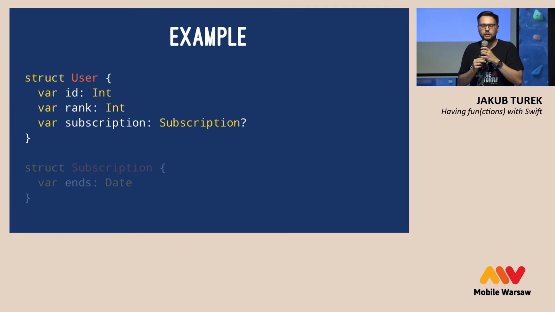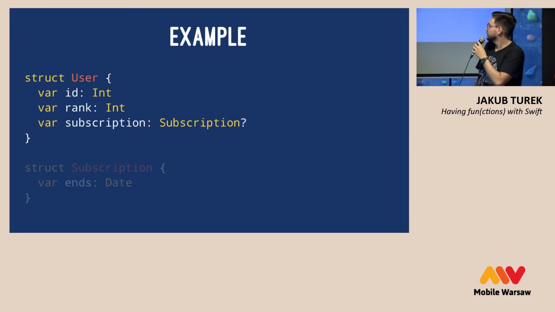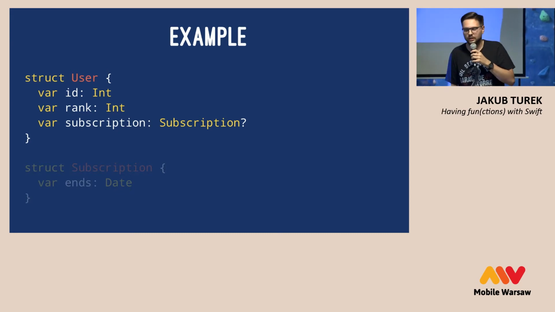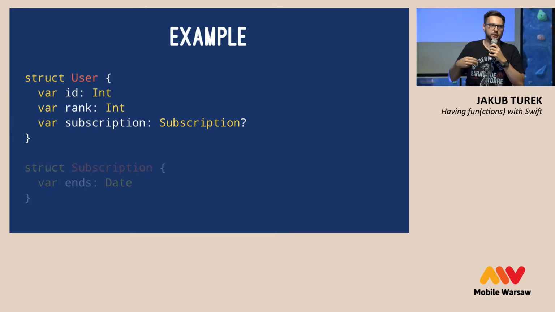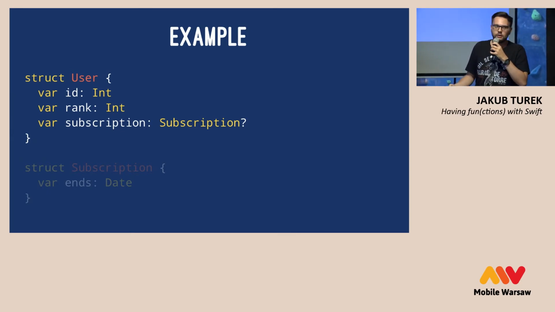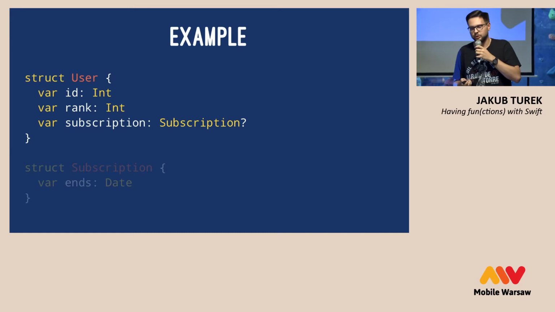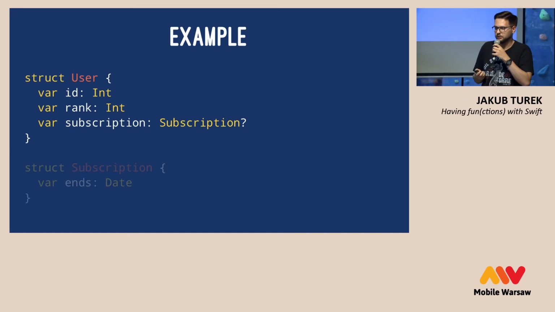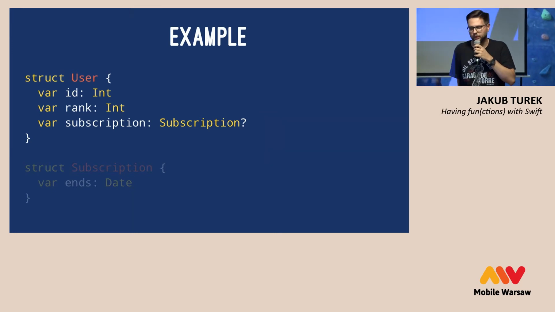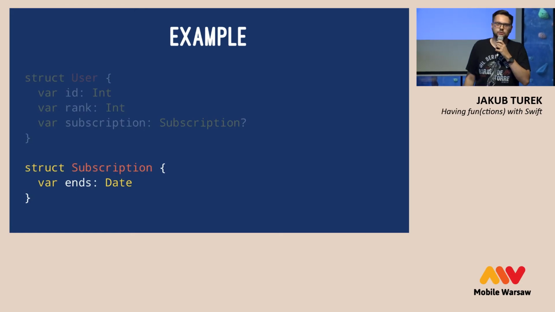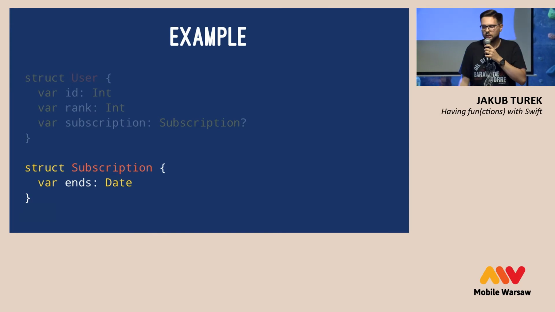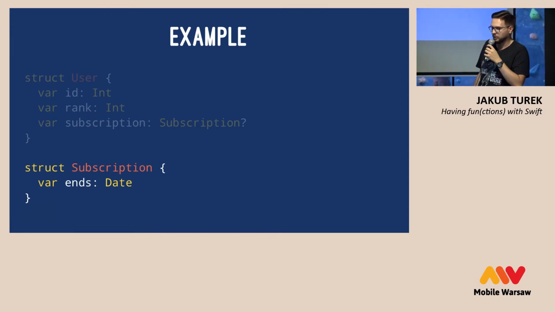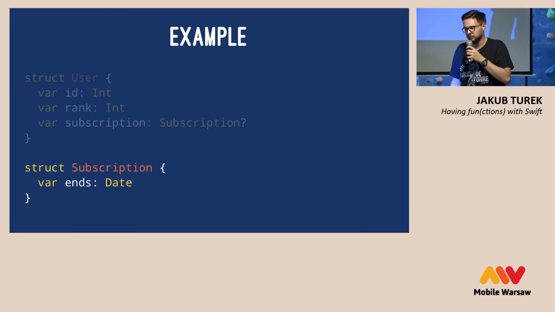This time, we are running a social community, and our users have ranking attached. So the bigger their ranking is, the more respected they are in our community. And we also have paid subscriptions to the system. The subscription is optional, so you don't really need to pay. The subscription, of course, has the end date because it's not forever. So in case this date expires, our subscription is not valid too.